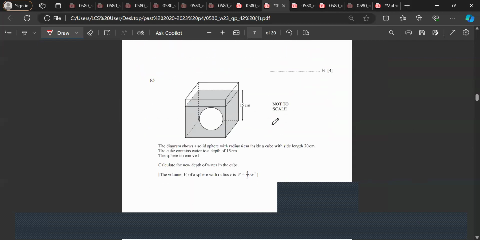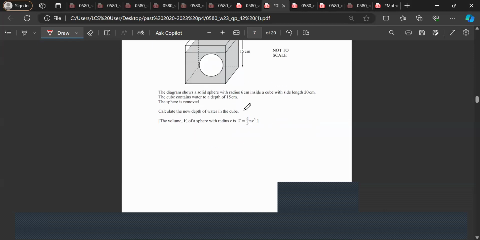You see, this is the same question we just solved in the last video. So it will be what? The volume of the sphere will be equal to the volume of the water decreased. Then you will find the height of the decrease. But there he wants directly the height of the decrease, but here he wants the new height. So I will subtract it from 15.